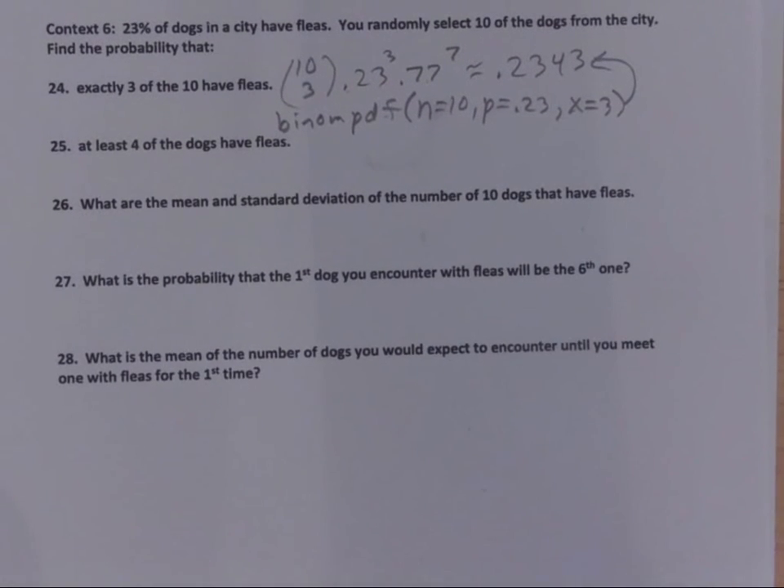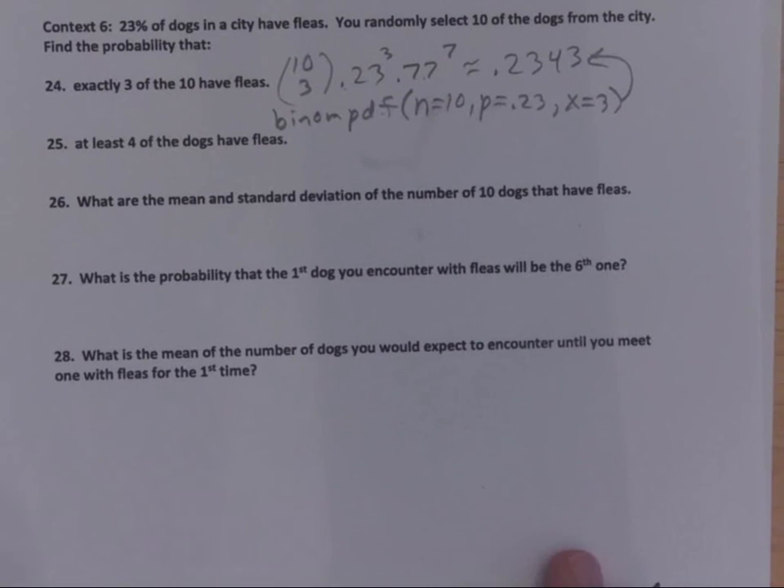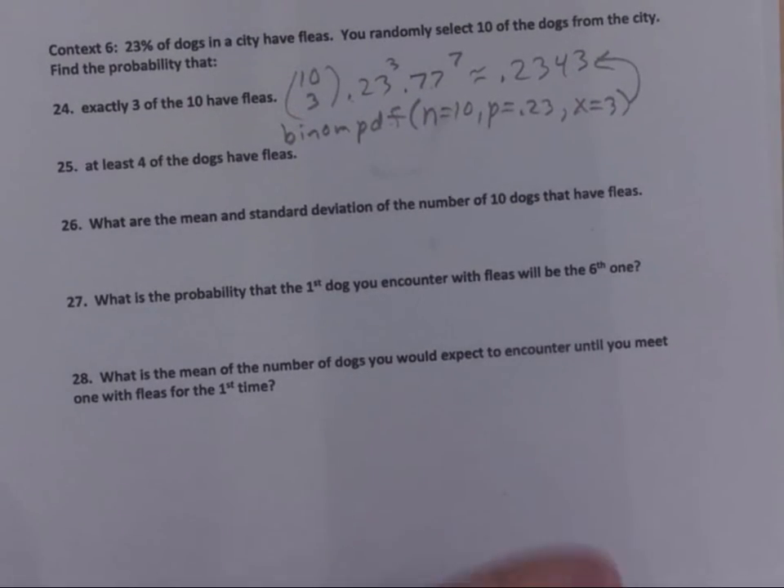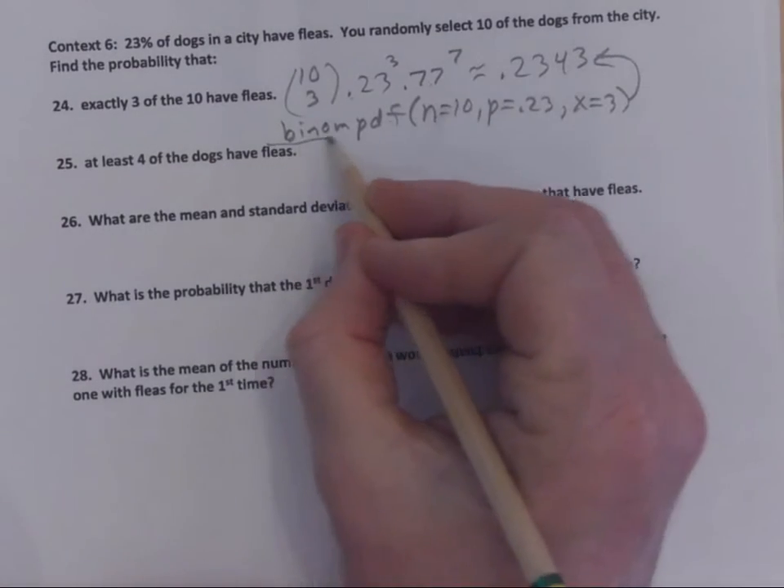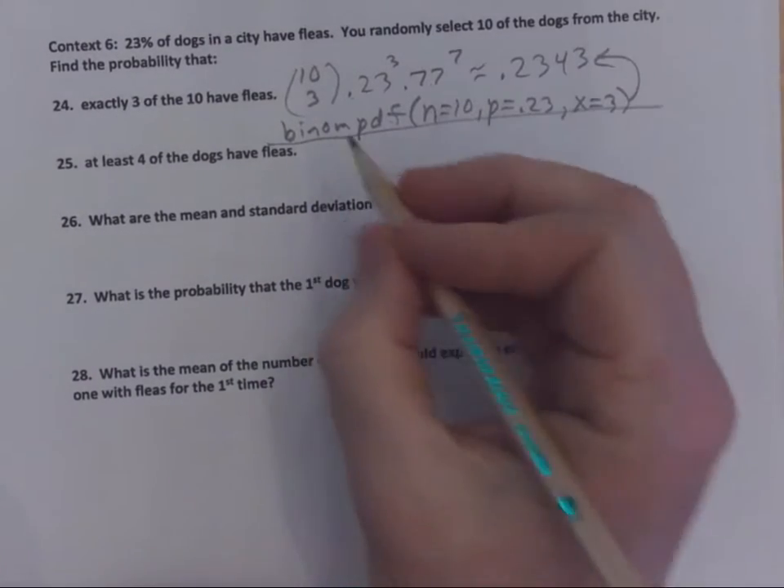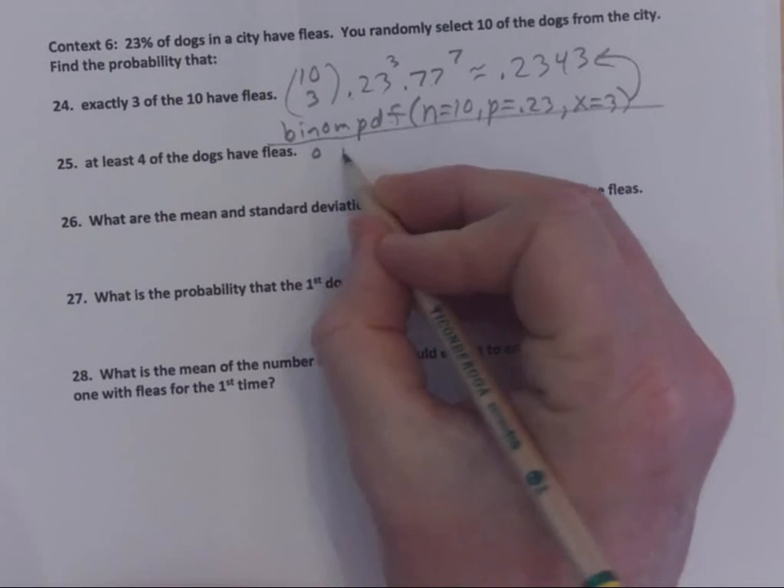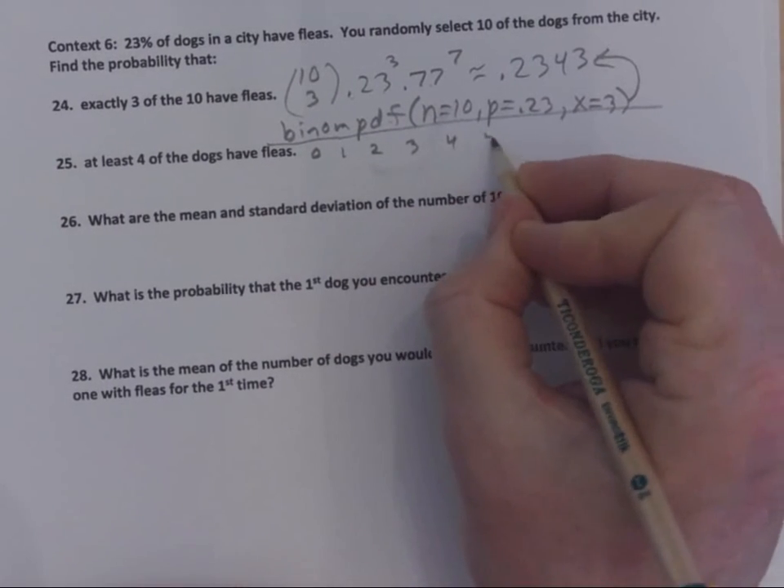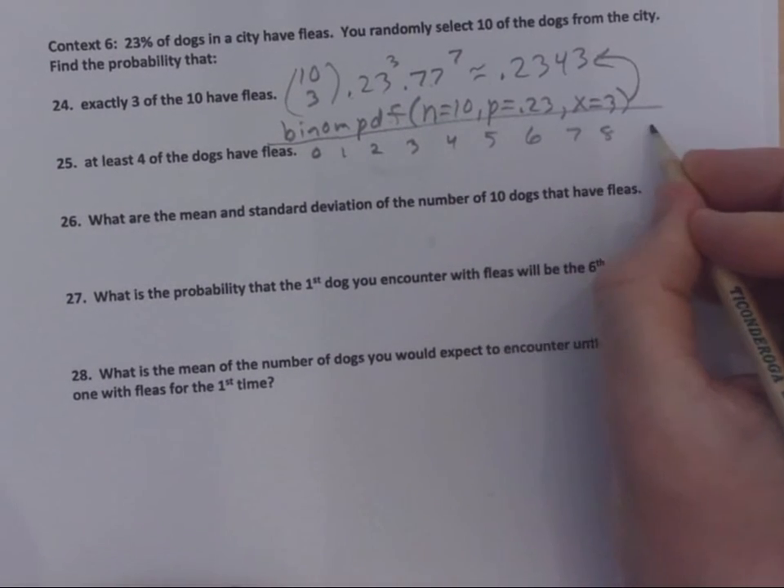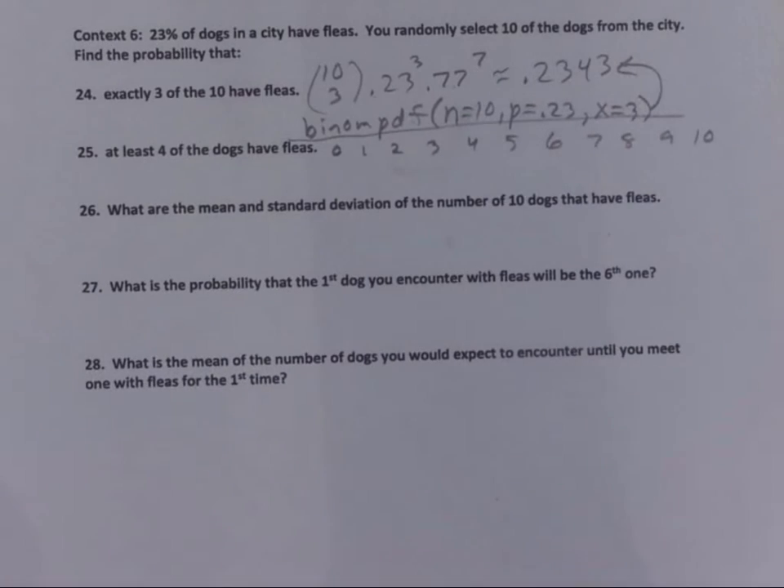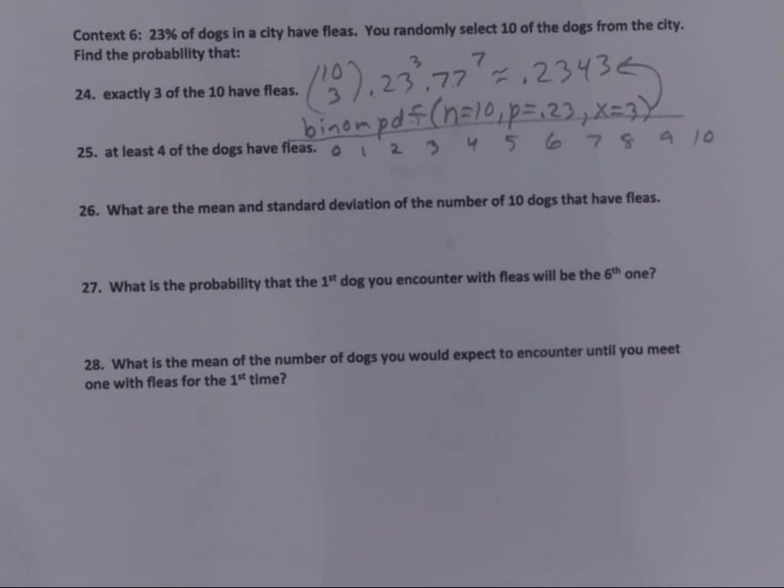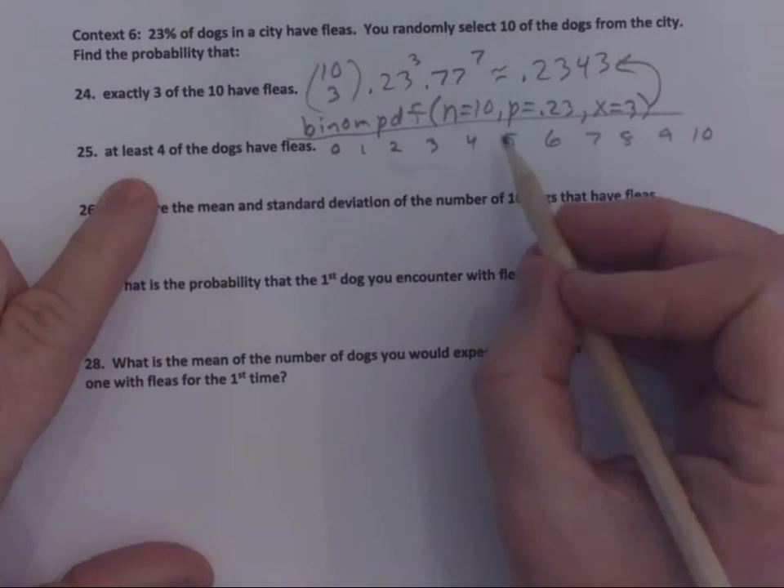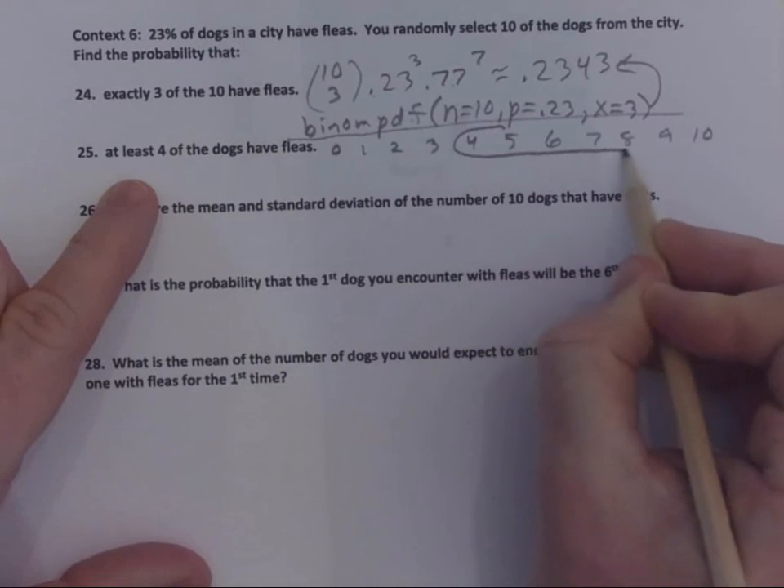All right, what's the probability of at least 4? Well, let's think about this. When you have 10 trials, the number of successes you could possibly have is 0, 1, 2, 3, 4, 5, 6, 7, 8, 9, or 10. Those are all of our possibilities. When you select 10 dogs, you get one of those numbers. So the probability of at least 4 is everything from 4 on up.